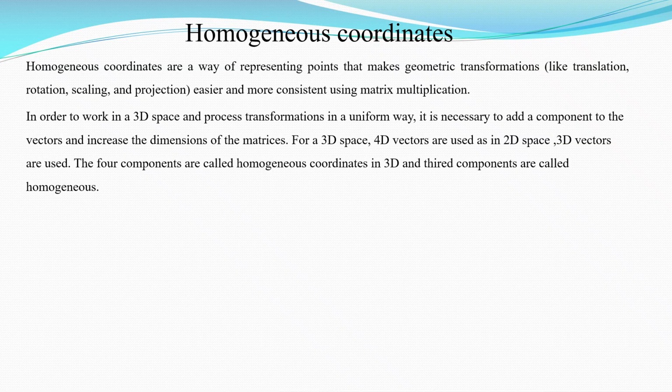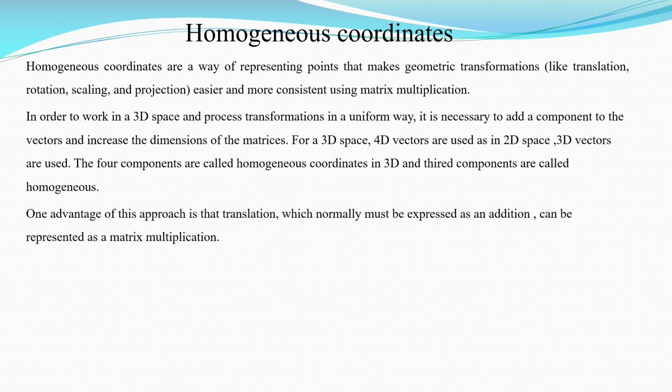Why am I saying this? In a 2D translation, we know the translation parameters t of x and t of y are added to the x and y coordinates, right? So with the help of the homogeneous coordinate, we take the translation parameters in a matrix multiplication. Okay, I think this is clear.